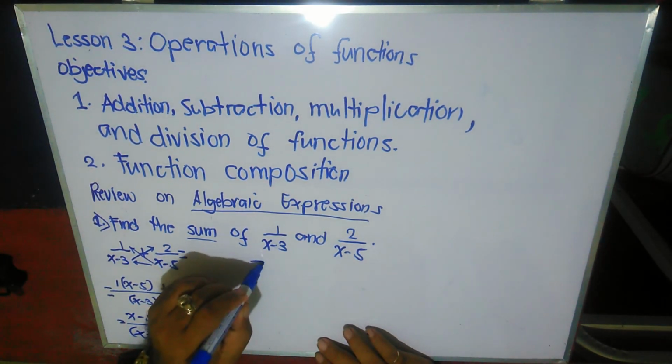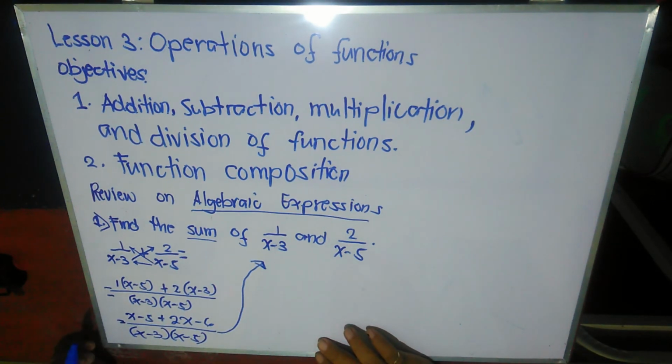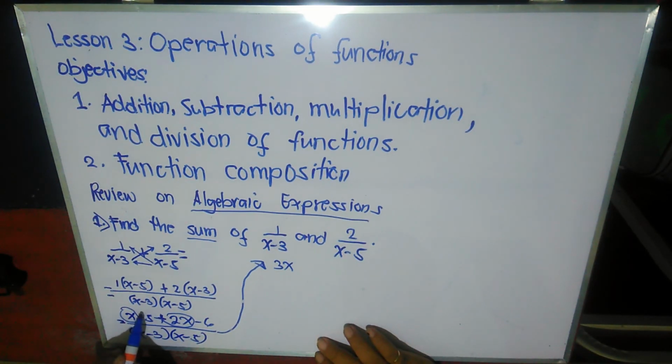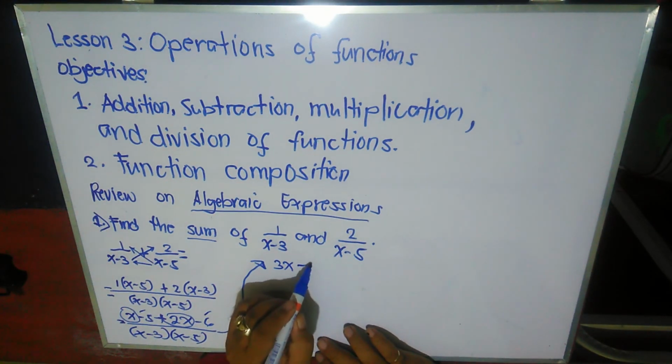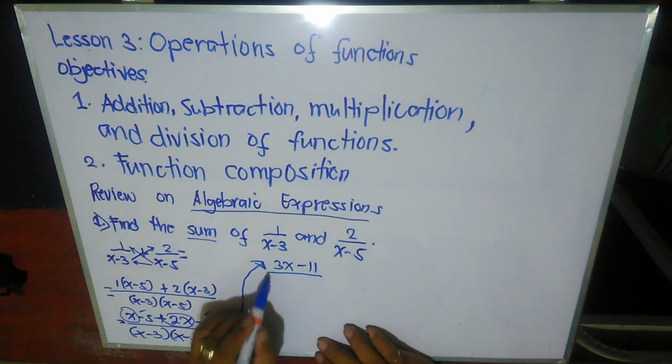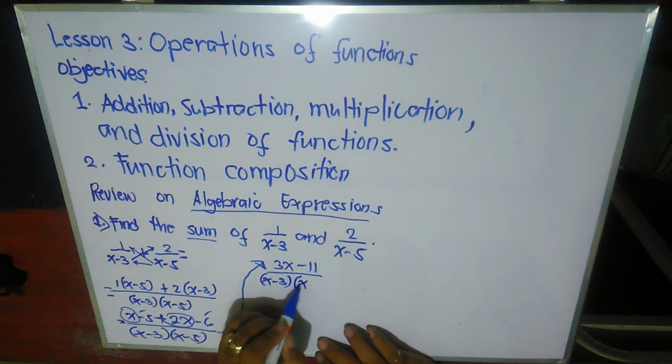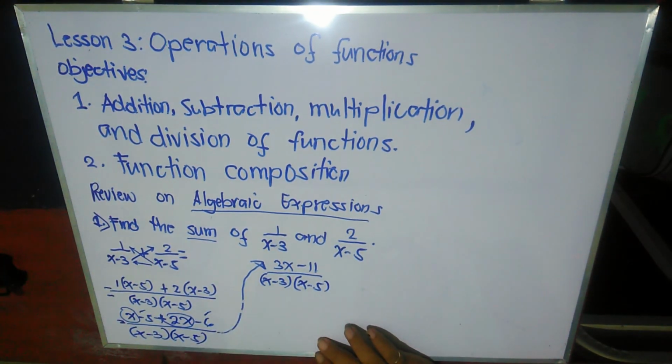This is the continuation. After that you combine like terms. The x and the 2x are like terms, so you can combine the two, and it becomes 3x. Also combine negative 5 and negative 6, it becomes negative 11. Then copy the denominator of x minus 3 times x minus 5.